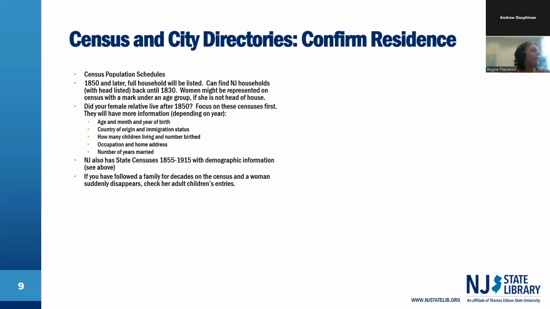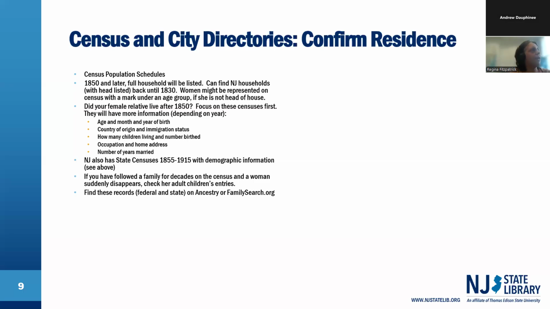My one thing that I think you should be careful of is if a woman suddenly disappears from the census after her spouse dies, I would not automatically assume she's dead. I would check her adult children. Sometimes there are different nicknames. Sometimes people misinterpret how something is spelled, and the data entry is messed up. So if you can't find her, check her adult children and see if you can find them there.